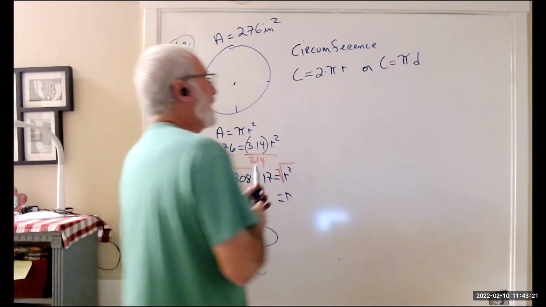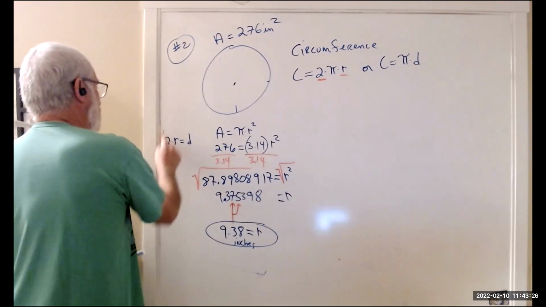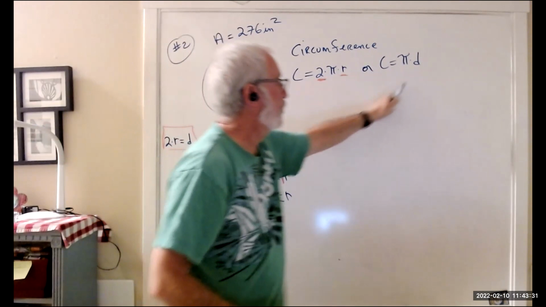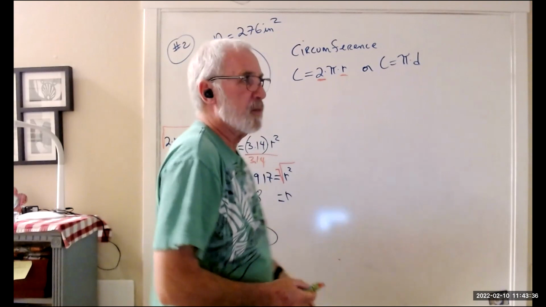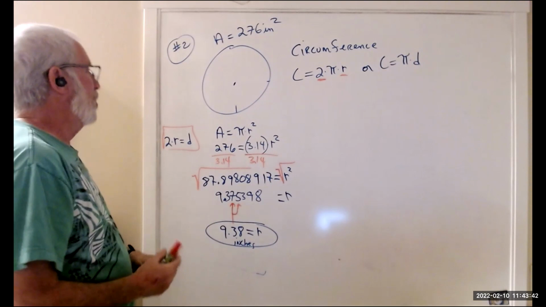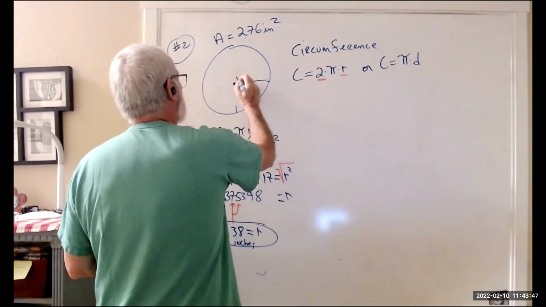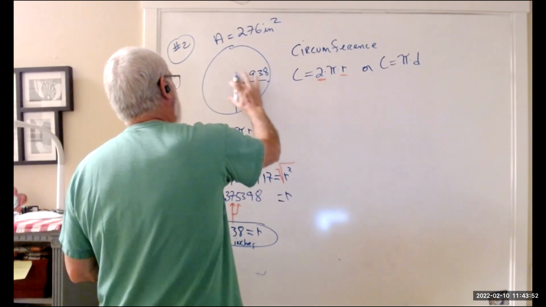These are exactly the same, except remember we said two r's is the same as a d. That's why you can have two formulas there. It all depends on what information is given to you. So, looking at this circle, what have I just figured out? Oh, I figured out that the radius is 9.38. Just figured that one out, from this down here. So, which formula should I pick?